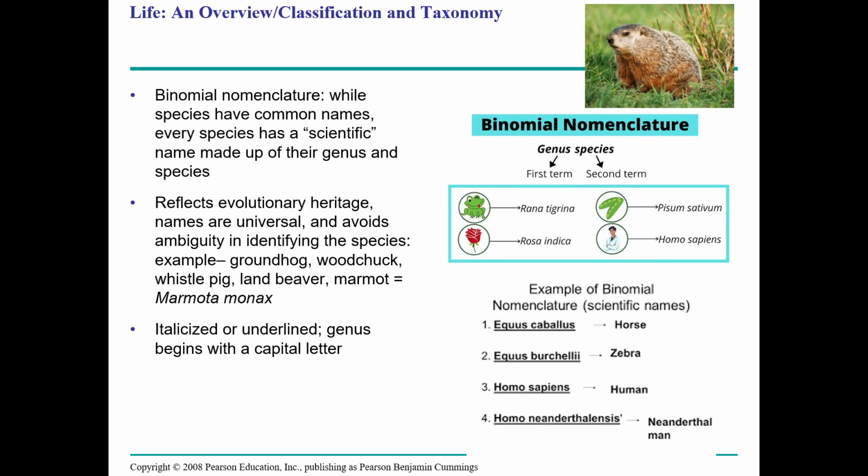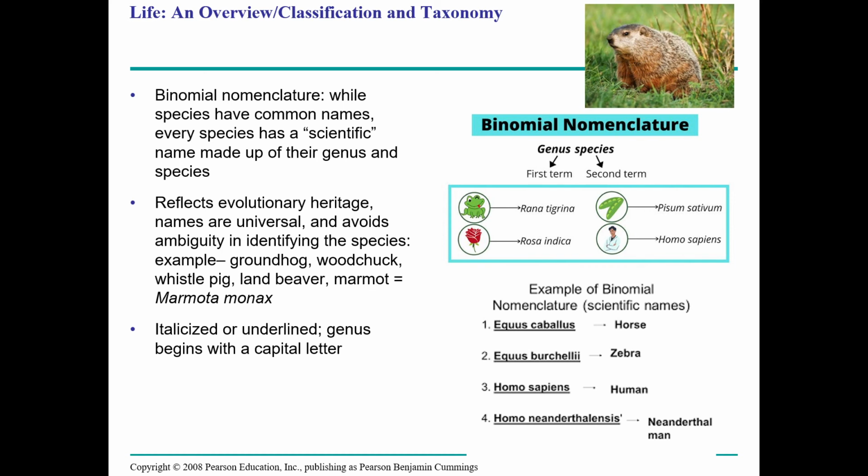As far as other reasons, we use these names because they are universal. Regardless of whatever your first language is, or even your second or third language, you could tell someone who doesn't speak your language Equus caballus, and you both know you're talking about a horse. But if you just said horse to that person, they may not know what that is in their own language. And it avoids ambiguity in identifying species.